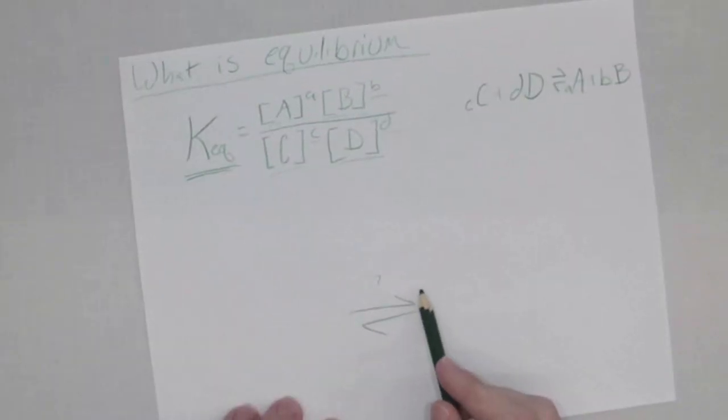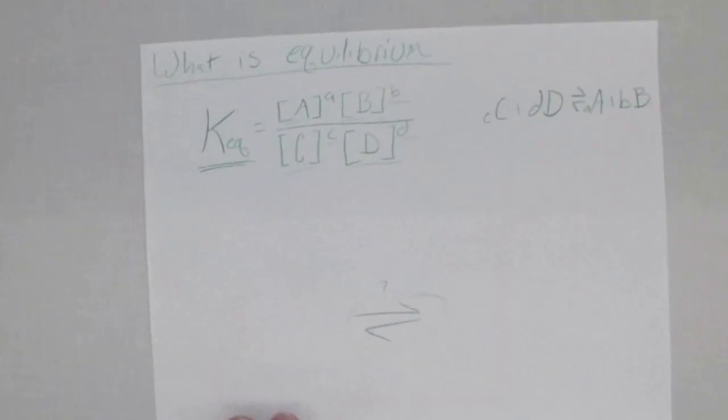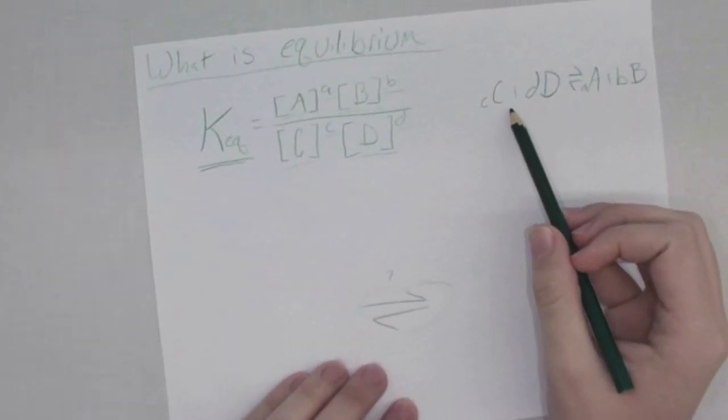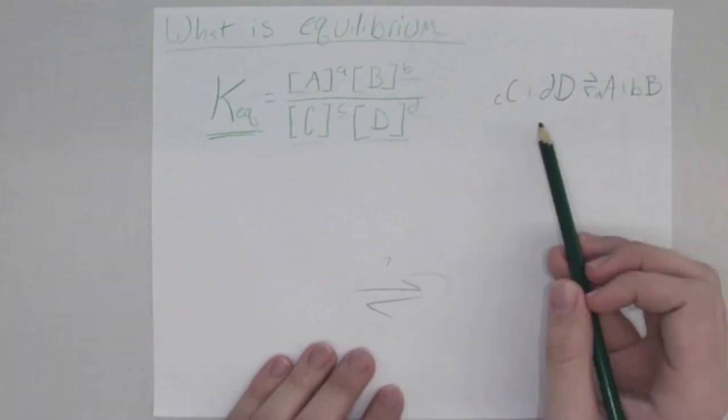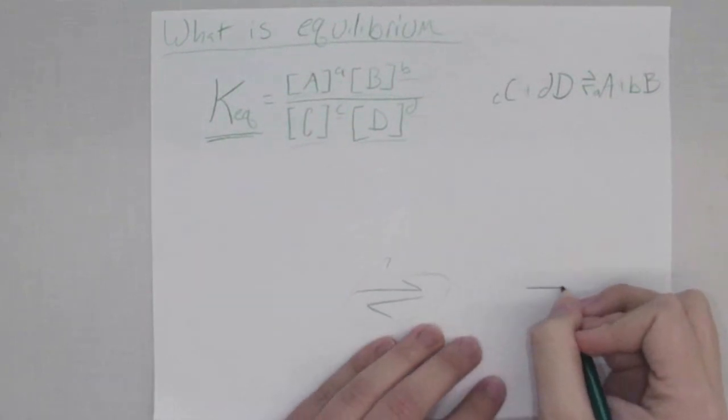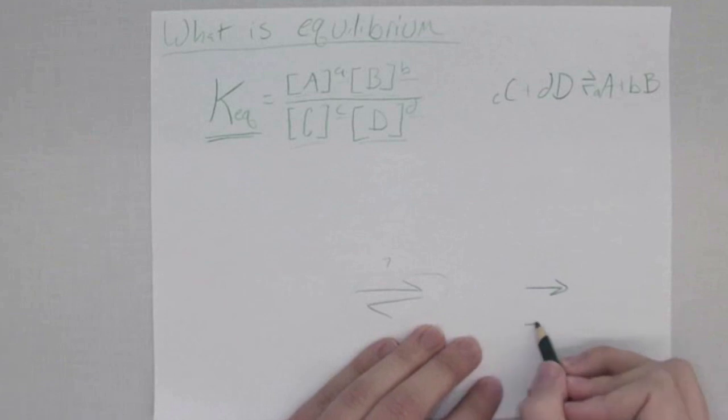So why do we use this little double arrow symbol to represent equilibrium? Well, since we have two reactions here, one going forward and one going backward, we can use it to easily show that. Instead of just a single arrow going like this, which would represent one, this is how we can represent two.